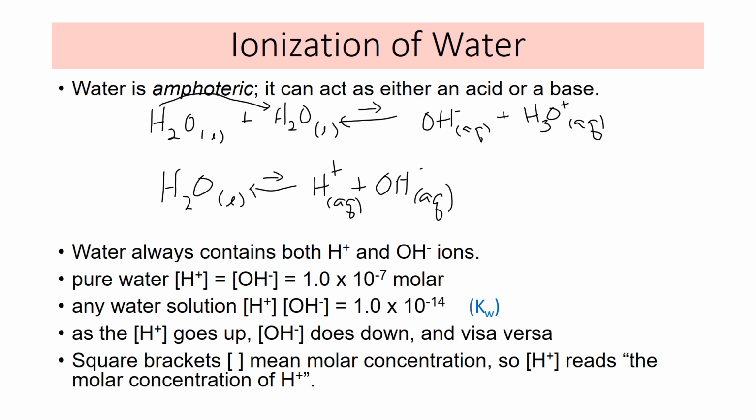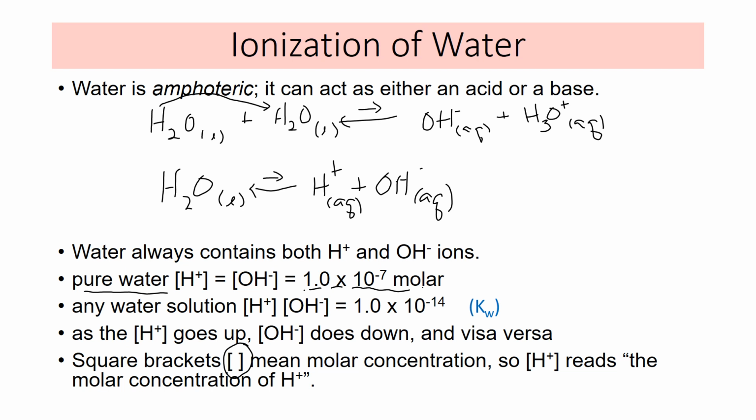How small? Pure water. The two concentrations will be equal. So water always contains both of these ions. And the square bracket means molar concentration. So I read that: the molar concentration of H plus is equal to the molar concentration of OH minus, and they're equal to 1 times 10 to the minus 7 molar. That's a very small number. So it's a very small amount that water ionizes.